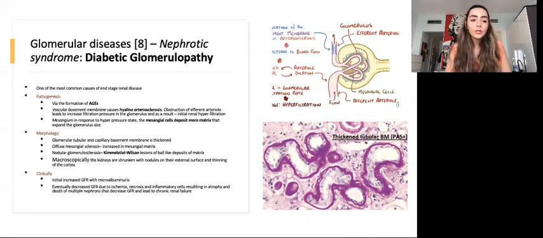Now, the morphology is that it can either be diffuse or nodular, called Kimmelstiel-Wilson nodules, and these are balls of matrix. Macroscopically, the kidneys are shrunken with nodules on their external surface and thinning of the cortex. Clinically, first of all, in the beginning it's asymptomatic, but as more nephrons are damaged, the glomerular filtration rate decreases and it can cause end-stage renal failure, end-stage renal disease.